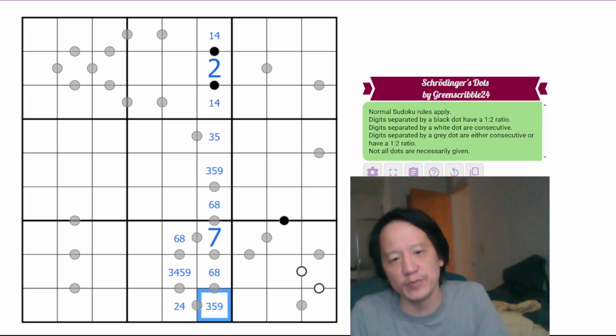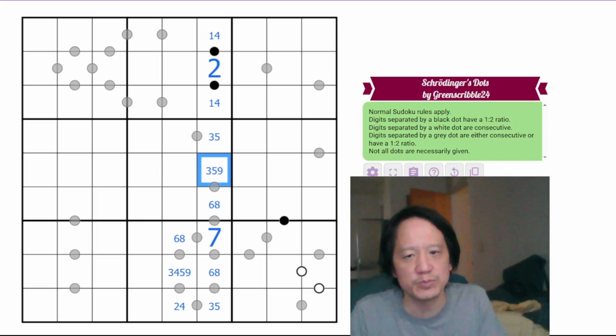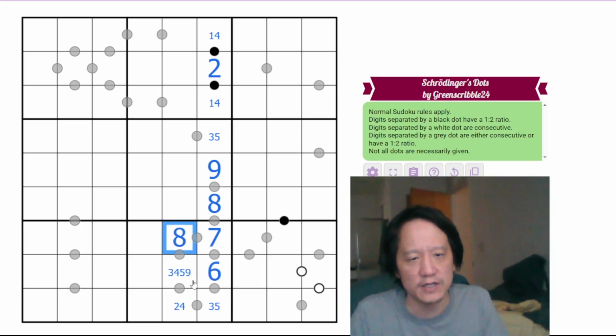So this can never be 9, which means where is the 9 in column 6? It must be here. So this is 9, which makes this 8. Therefore, this is 7. This is 6. This has to be 8 here.